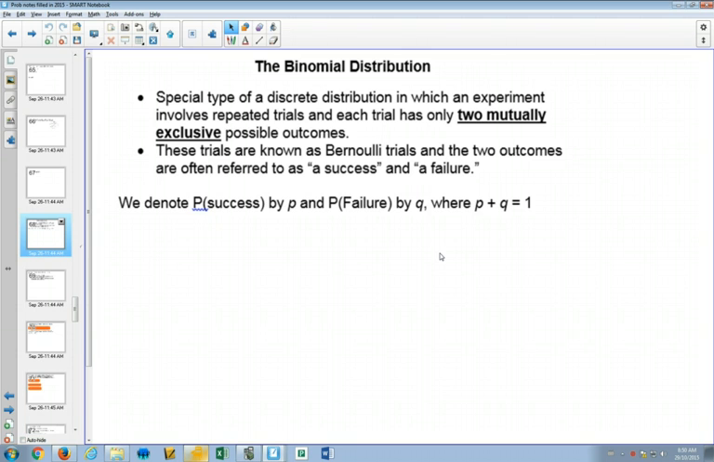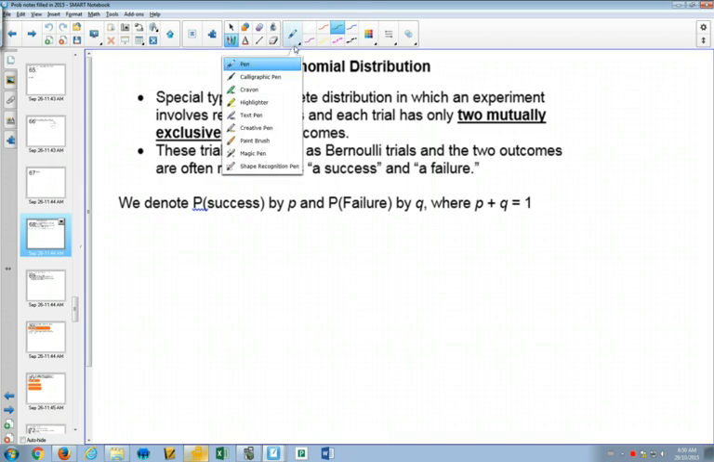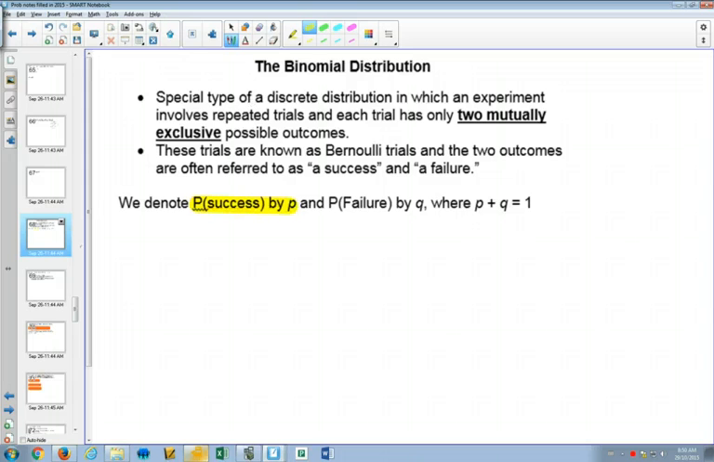Anyways. So this binomial distribution is also known as Bernoulli trials, and you've got a success and a failure. You usually have your probability of success shown by the letter P and probability of failure shown by the letter Q, and those two together add up to 100%. So they'll always add up to 1.